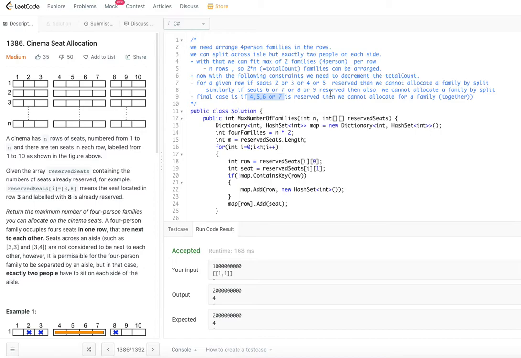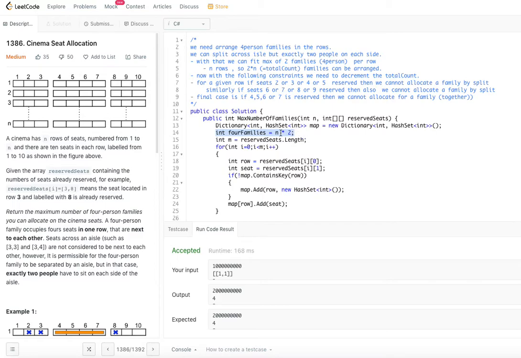So for this, what we are exactly going to do is keep track of how many seats are reserved in each row, because that is the input for us, and n is just the number of rows. So we are keeping track of the number of seats reserved in each row with this map, this dictionary, and we are initializing the number of 4-person families to n times 2, because that is the maximum.